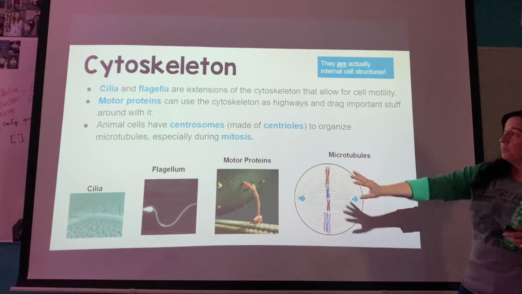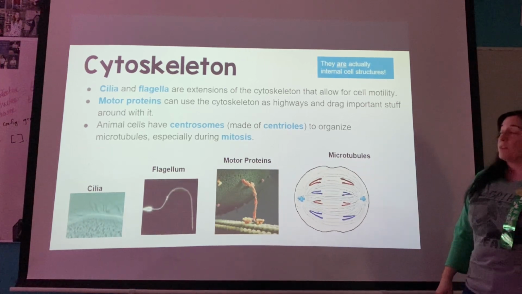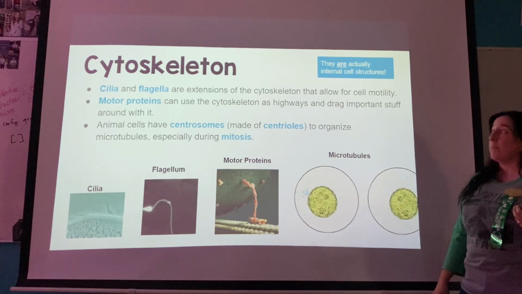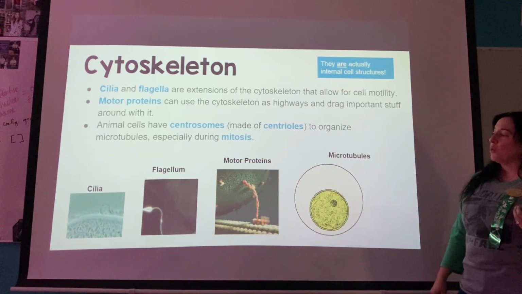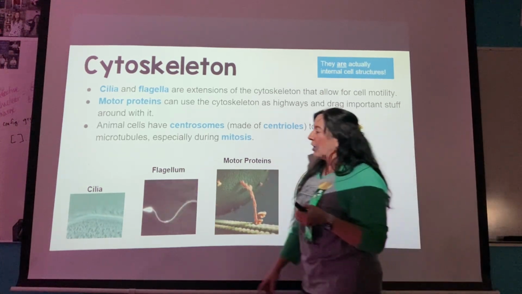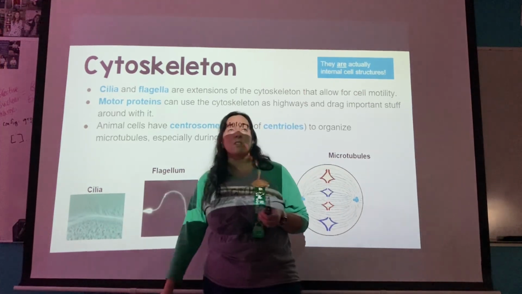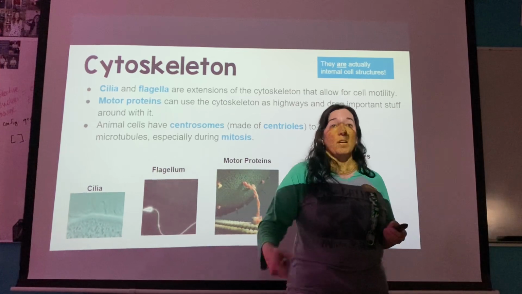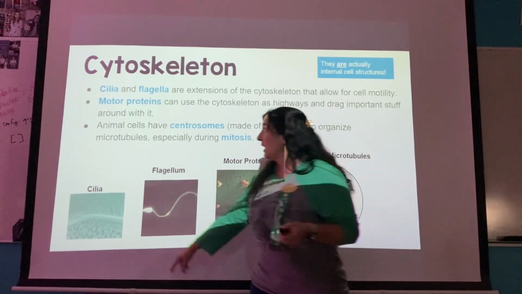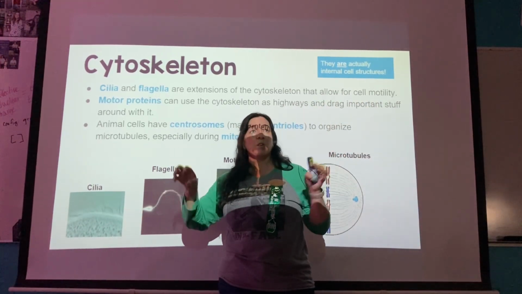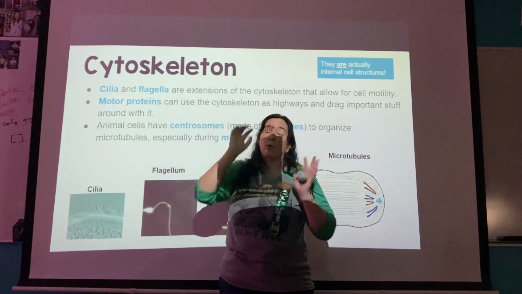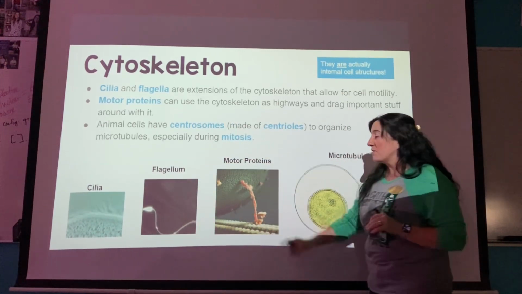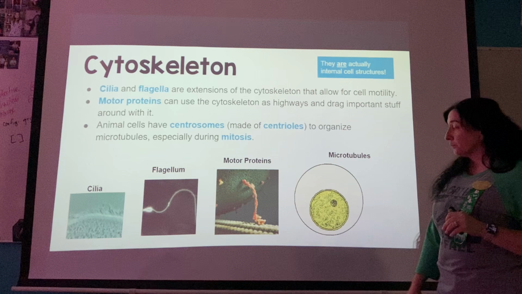So right here, your cilia and flagella are parts of your cytoskeleton that are going to extend out past the cell. We use them for mobility. So cilia are going to be those little hair-like extensions that we use for movement. Your flagella is going to be your tail that we use for movement. Cilia can also help us with some of the attachment if we need to, but it's mostly just the tiny little hairs for movement.